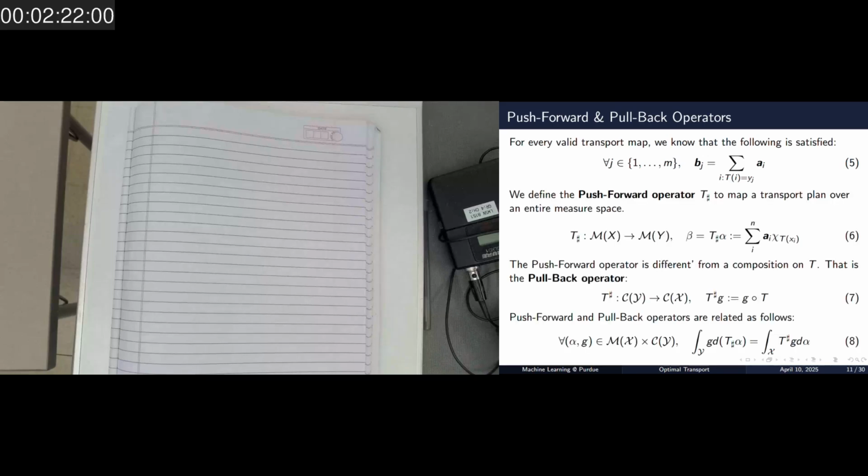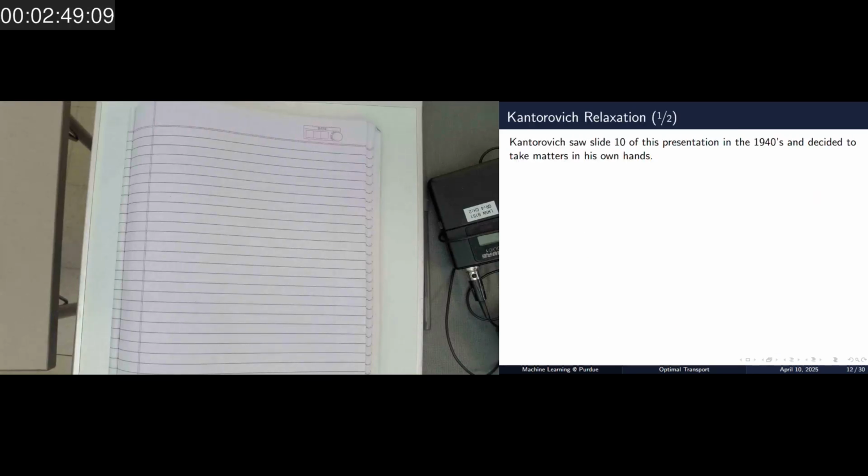And we discussed then the push forward and pull back operator. The important thing to note from that discussion is the push forward operator, where instead of moving one particle at a time, we move the entire sandcastle in one fell swoop. That is equation number 6. We are moving the entire measure space of x to the entire measure space of y, or the entirety of alpha to beta. We have pullback operator, which we will not require today, so I will skip that.